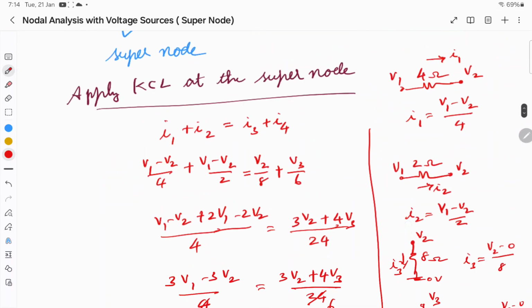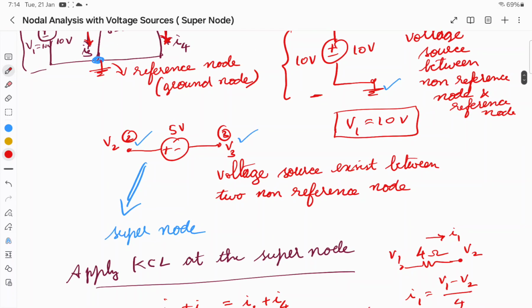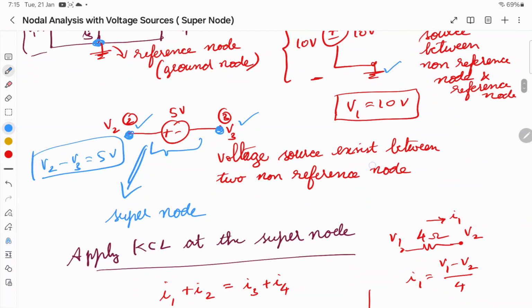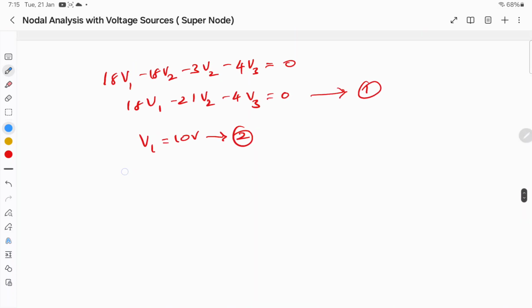Then what about the third one? The 5 volt is between the nodes 2 and node 3. Both are non-reference nodes, right? So what about the voltage between these two nodes? The voltage is 5 volt, right? So can I write this as V2 minus V3 equal to 5? Better not use unit here, since you're going to substitute. So this is your equation 3.